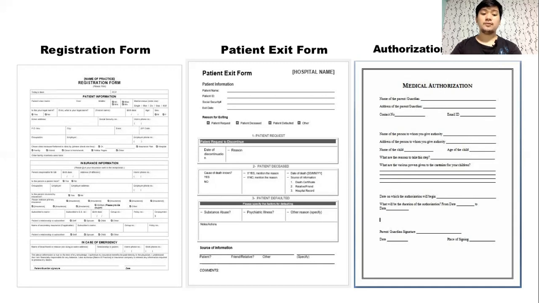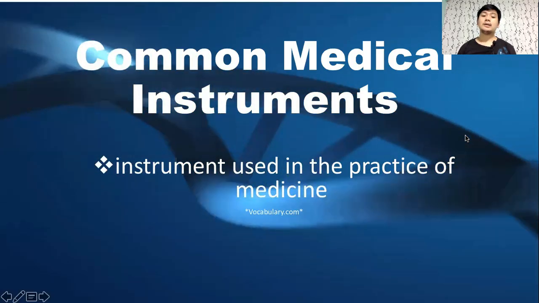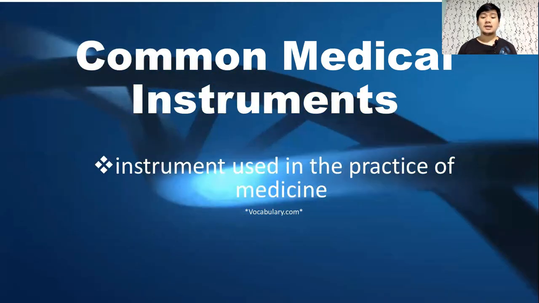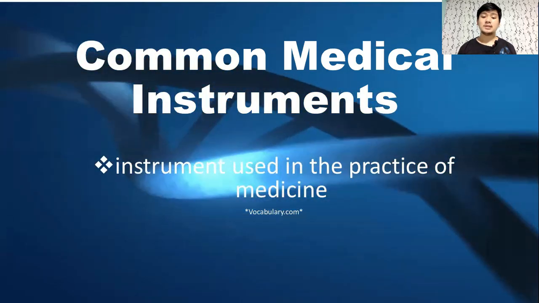Next is authorization form, a document that is duly enclosed by an individual or organization to grant permission to another individual to proceed with certain action. Next is common medical instrument. So, common medical instrument is an instrument used in the practice of medicine.